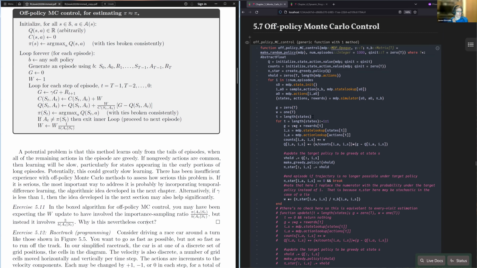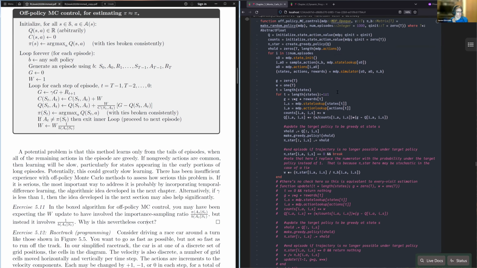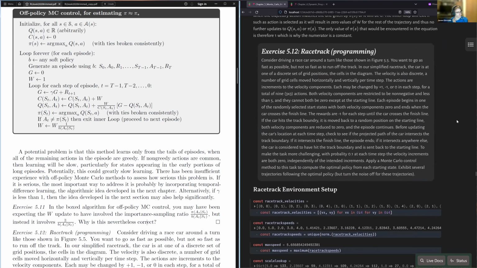And you can still terminate when the weight is zero. Although I don't think I even do that here. But yeah, once the weight is zero, there's no need to continue the updates, regardless of what method you use.